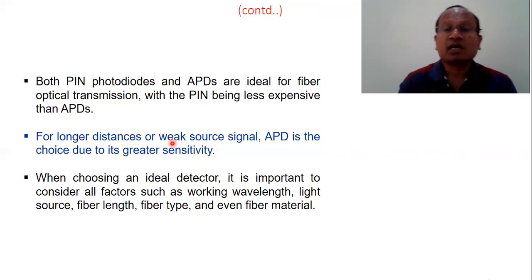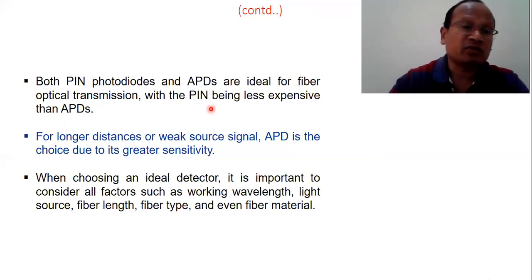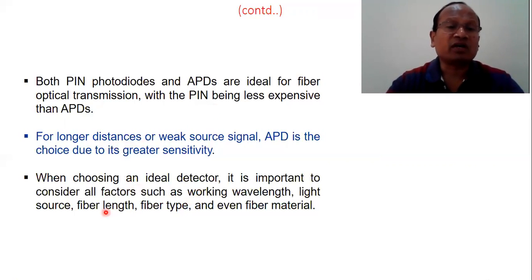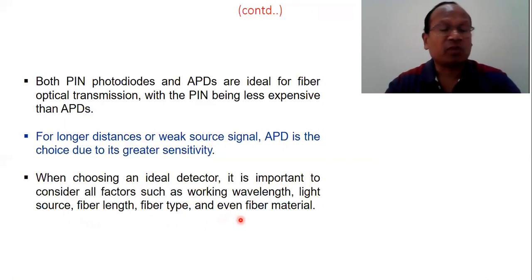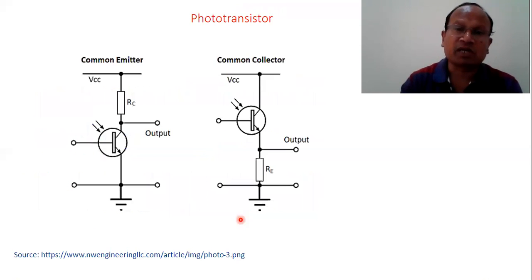And in longer distance communication, what happens? The signal strength goes down. If the signal strength loss is very high, weak signals will be almost faded. So in order to recover that, a highly sensitive device called APD, that is avalanche photodiode, is used. When we are choosing an ideal detector, it is important to consider a number of factors: wavelength, light source, optical fiber length, fiber type, and the fiber material by which the fiber has been manufactured. So there are a lot of factors taken into consideration when we choose an optical detector for a specific application.